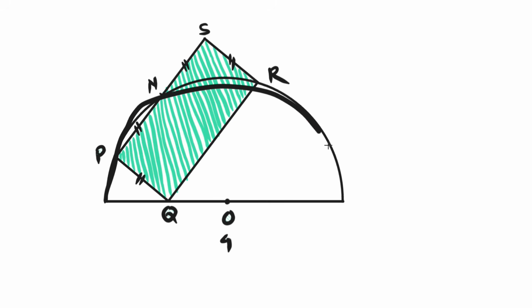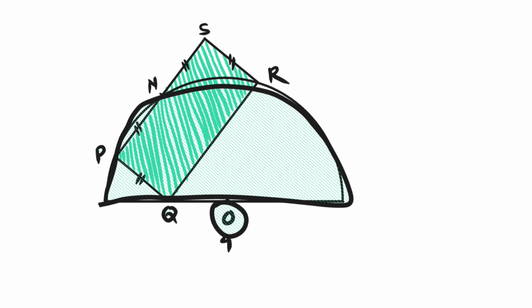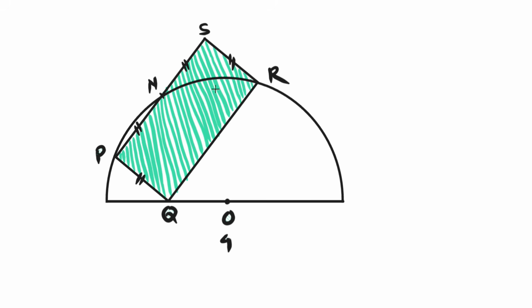We have a semicircle with center O and diameter 4 units. And inside this semicircle, we have a rectangle PQRS. The point Q lies on the diameter, while the points P, N, and R lie on the semicircle, with N lying on side PS of the rectangle.